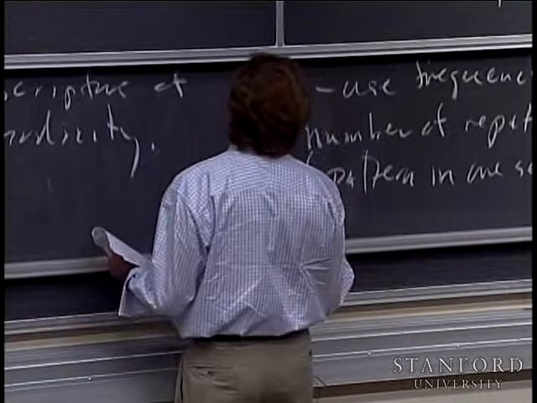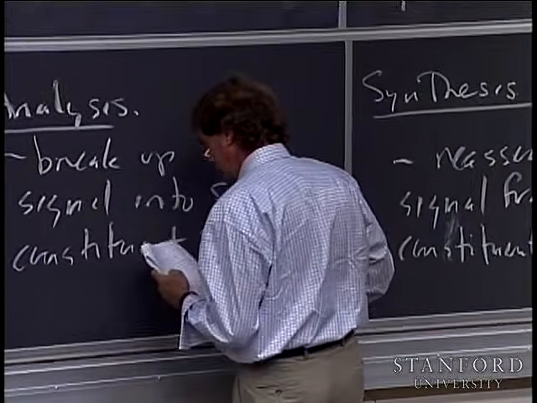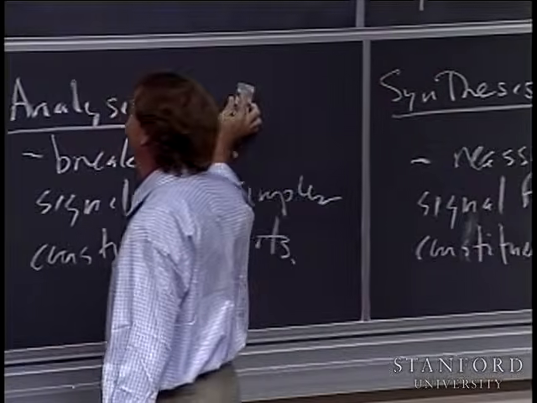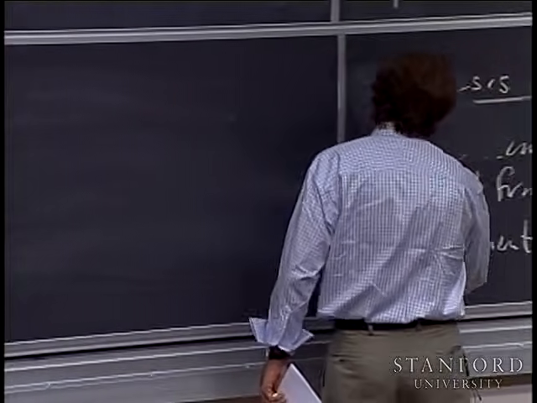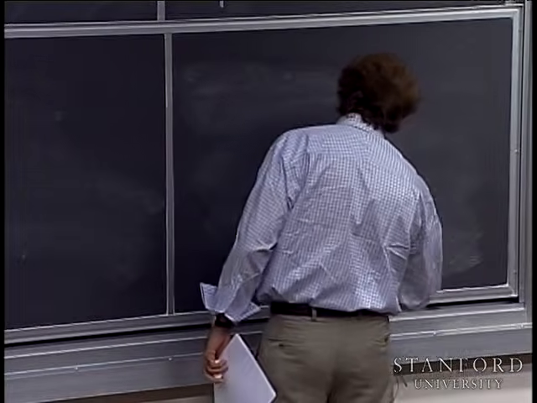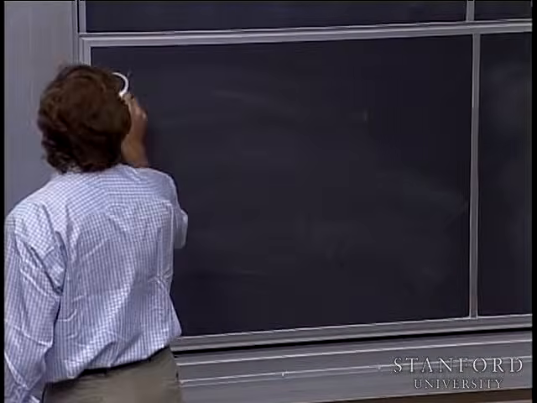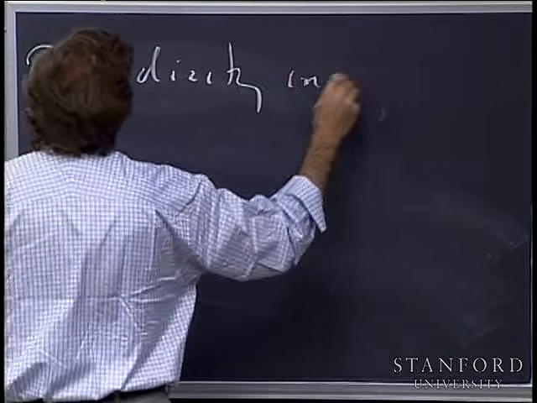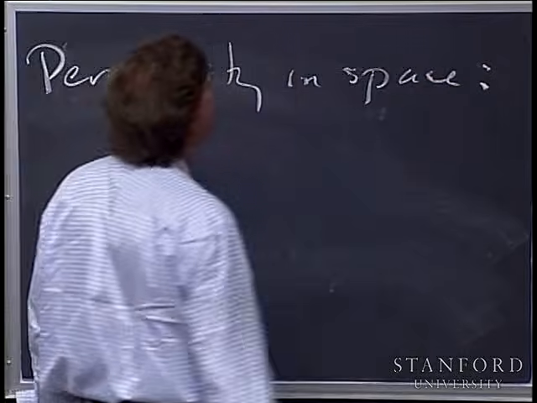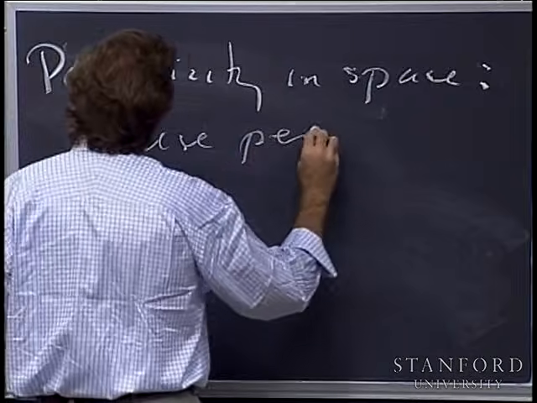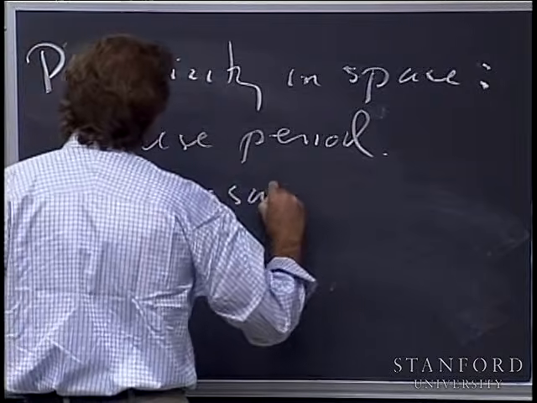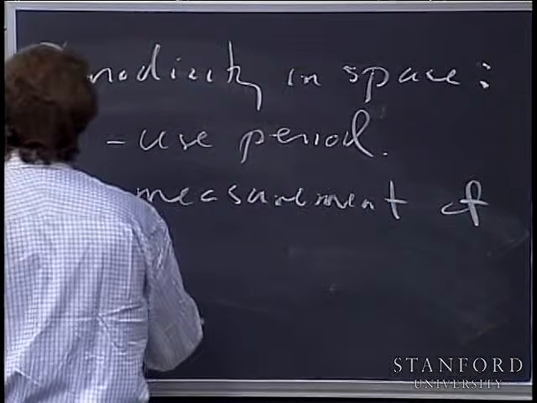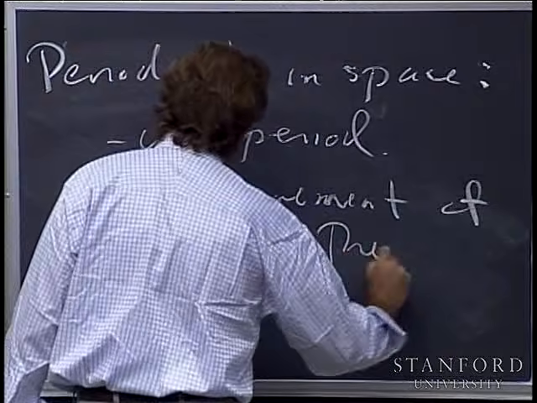For a phenomenon that's periodic in space, you actually use the period. That's the only word that's really in use in general, well, one thing at a time. So for periodicity in space, you use the period. That is the physical measurement of how long the pattern is before it repeats, whether it's length or some other quantity. Let me just say how big the pattern is that repeats.